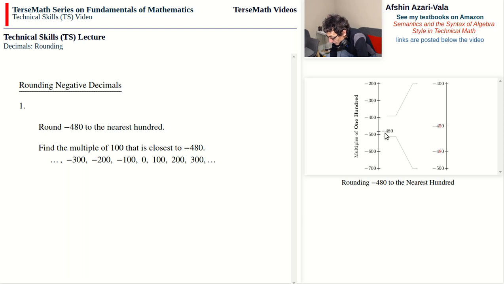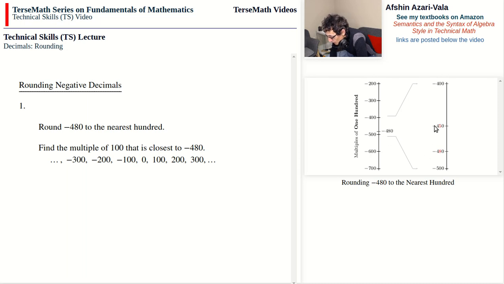And remember that with decimals, or with integers also, on the negative side, the number that has a larger size is actually the smaller of the two. And here negative 480 therefore falls closer to negative 500, and it should round down. Size-wise it becomes bigger, it appears, but it rounds down in any case, and we get negative 500.